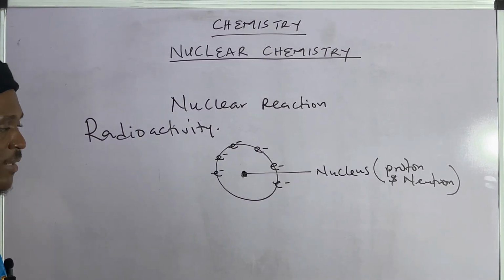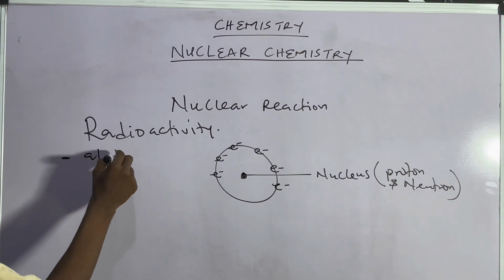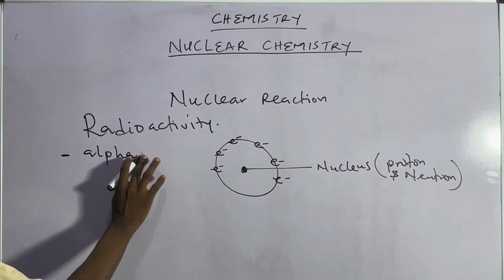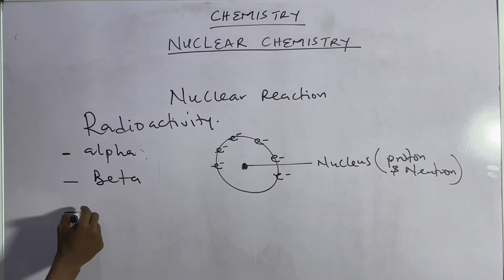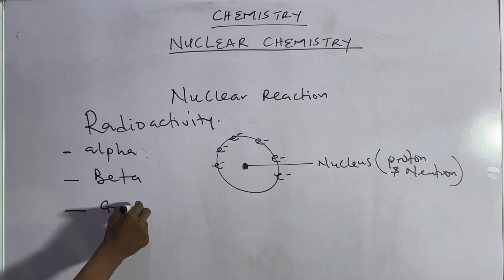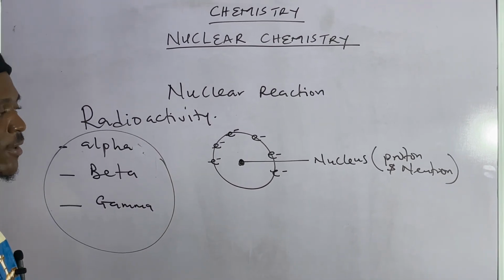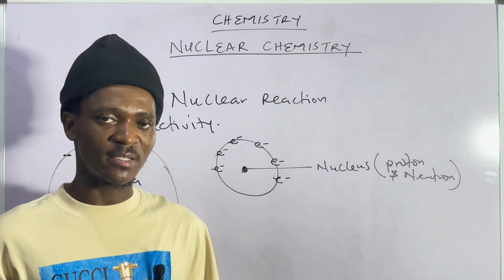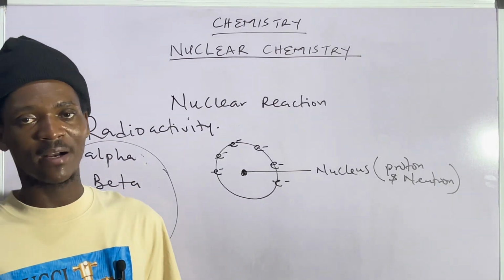And what are these radiations? We have the alpha, we have the beta, and we have the gamma. These are the radiations that a radioactive element can emit: alpha radiation, beta radiation, or gamma radiation.